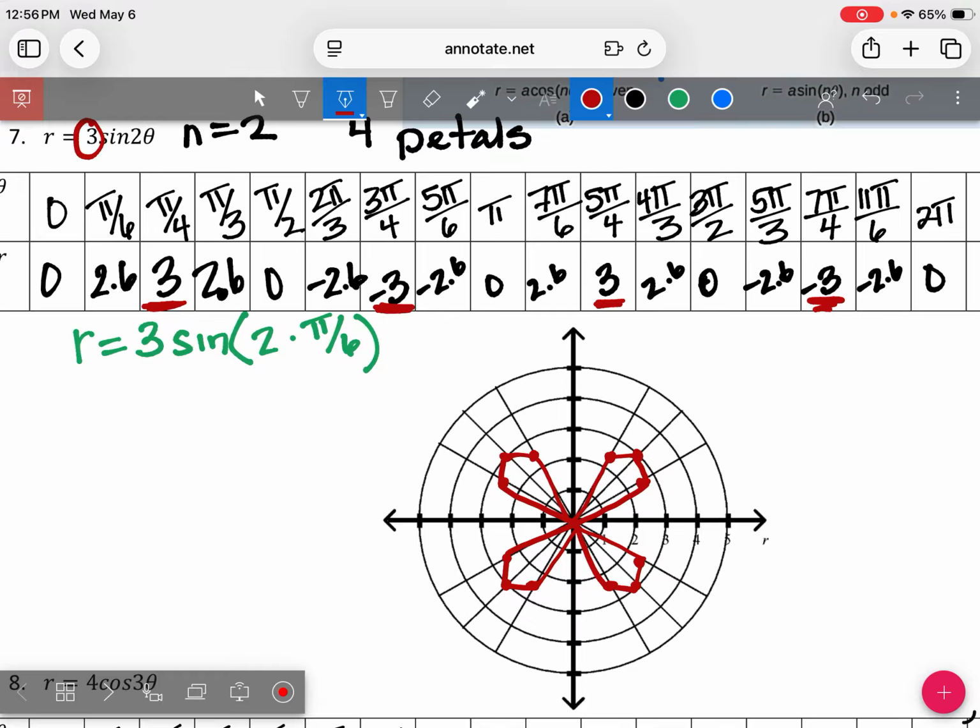Okay, any questions about this particular graph? Okay. All right. So I don't recommend you do anything too ambitious like n equals 8. Like 16 petals is too much because you want to make sure it's something that will fit on your graph and that it's actually neat. Let me look at the different graphs.